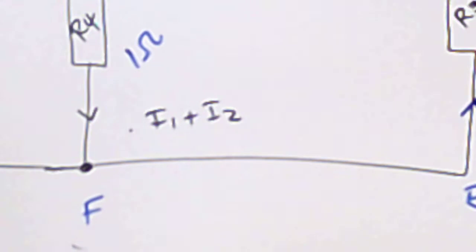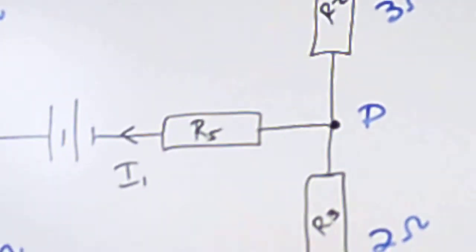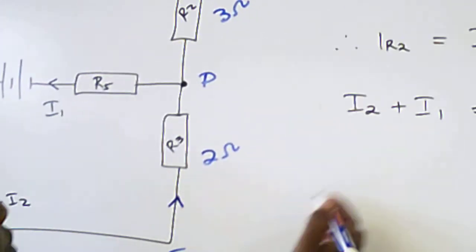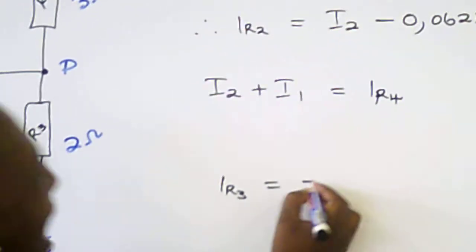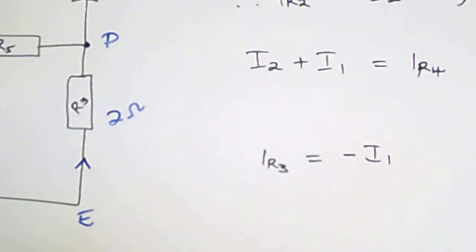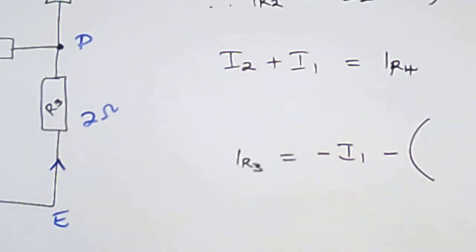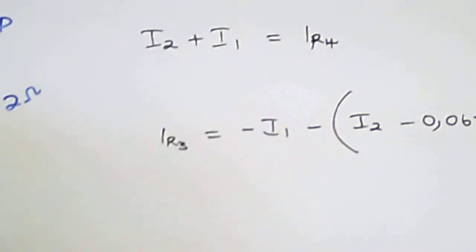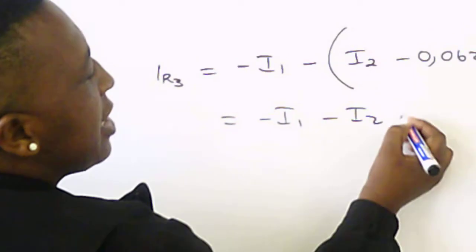So I'm only left with this one. With that one also, which junction can I use? I can use D because now I have that one, or I can use E because now I have F. It depends on which one you prefer. Let's use D. Which one is flowing towards? Is this one? We name it according to the resistance. It's positive. Away is minus I1, and also away is minus I2. Make a bracket because the negative is changing the equation. It's going to be I2 minus 0,062. Now you have to remove the brackets. It's minus I1 minus I2. Negative and negative gives positive.